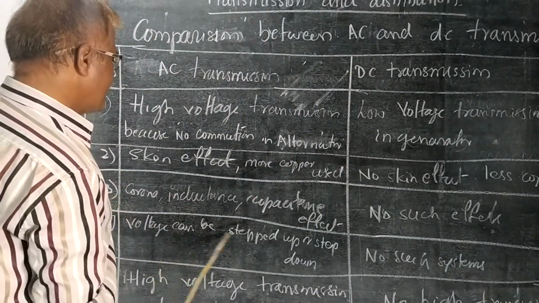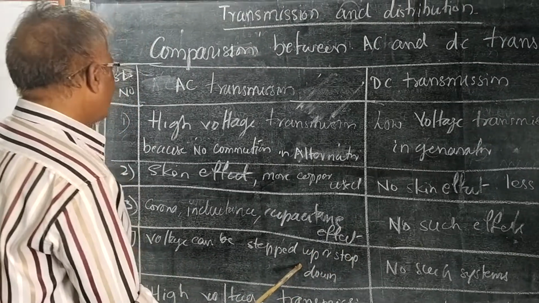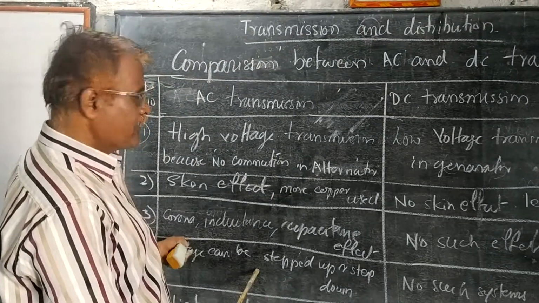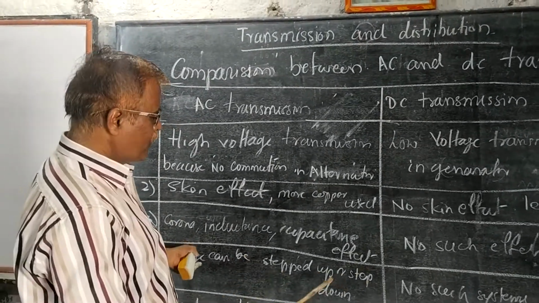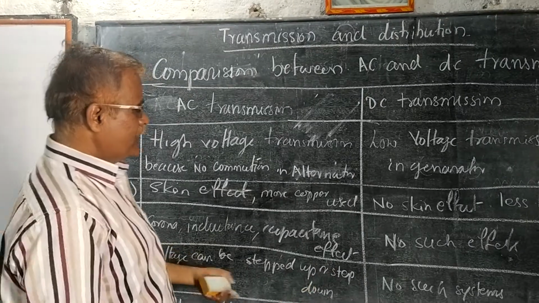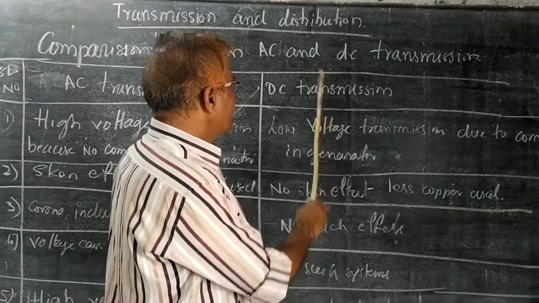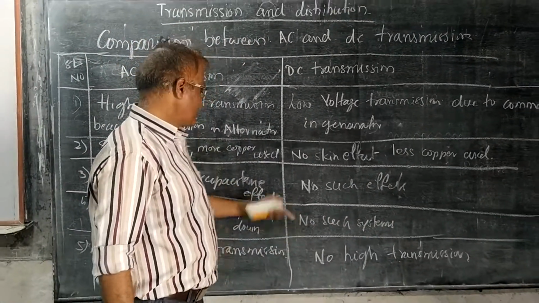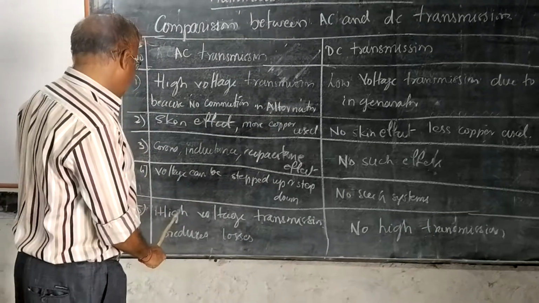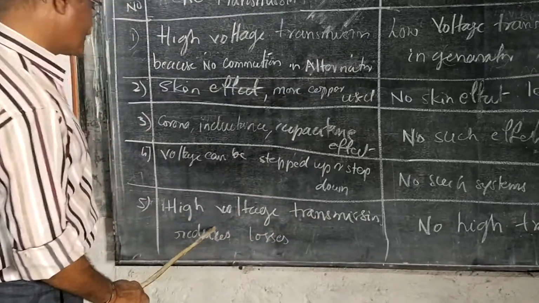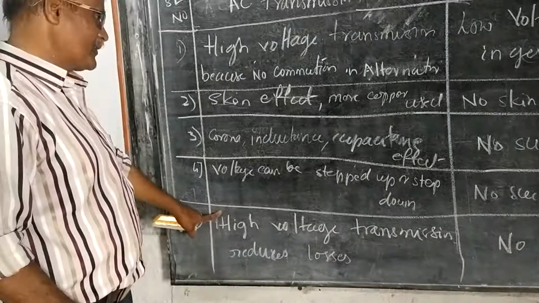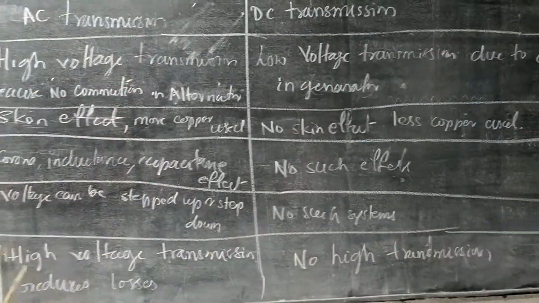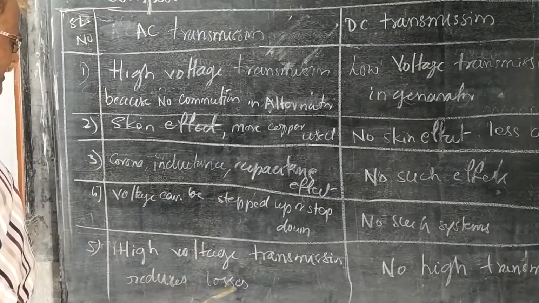Next, voltage can be stepped up or stepped down. In AC transmission, where required, we can increase the voltage by a step up transformer or decrease the voltage by a step down transformer. But this system is not used in DC transmission, because DC cannot be increased or decreased by transformers. Next, high voltage transmission reduces the losses. In DC there is no high voltage transmission, but in AC high voltage transmission reduces the losses.